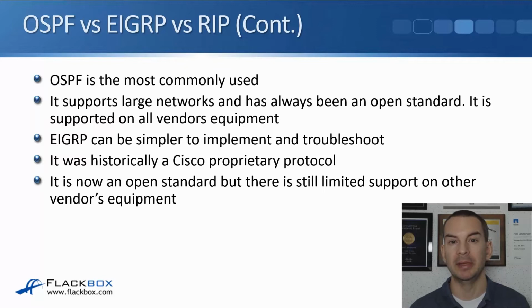EIGRP, however, can be simpler to implement and troubleshoot. But EIGRP was historically a Cisco proprietary protocol. It's an open standard now, but there's still very limited support on other vendors' equipment. Most other vendors' equipment won't support EIGRP. So, if you wanted the simplicity of EIGRP, it meant that you were locked in to using only Cisco equipment. If you wanted to be able to use any vendor's equipment, then your choice would be OSPF.